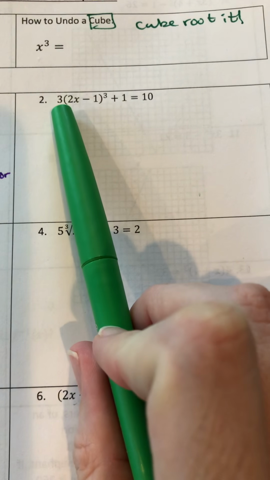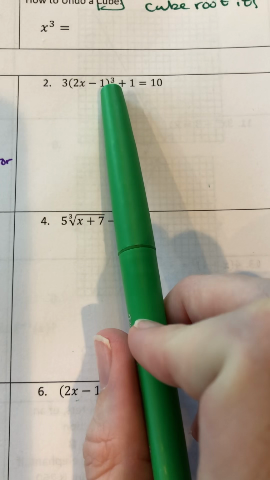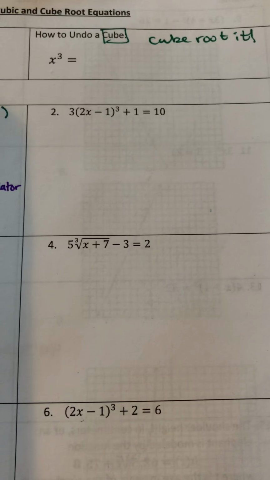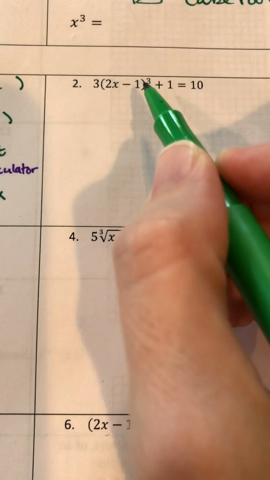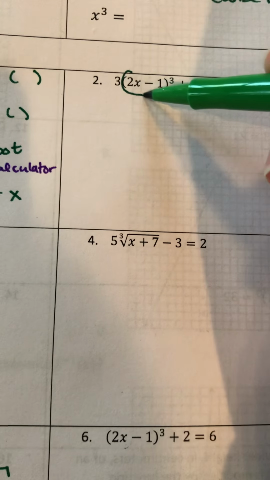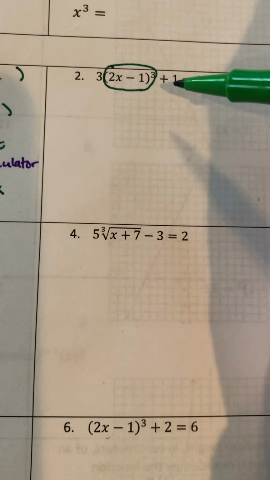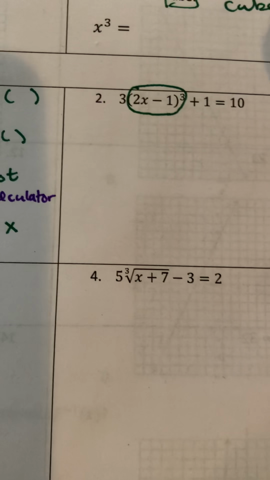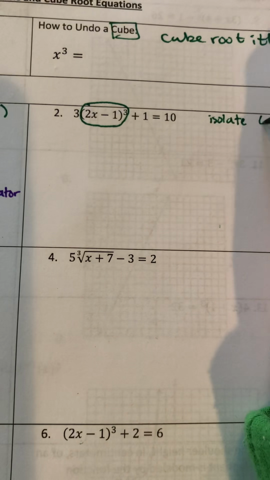We've got 3 times, remember parentheses mean times, 2x minus 1 to the power of 3 plus 1 equals 10. Since our variable is inside of the grouping symbol, that means we want to isolate the grouping symbol. So we need to take out the positive 1, and we need to take out the 3. Our first step is to isolate those parentheses.